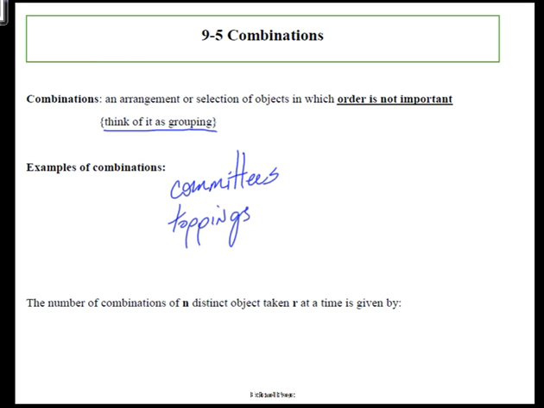Okay? Examples of combinations. We say the number of combinations of n distinct objects taken r at a time. We write that using a big capital C with a little n here and a little r here.